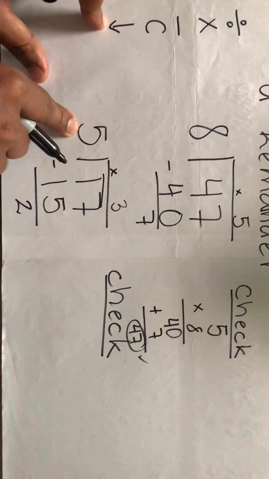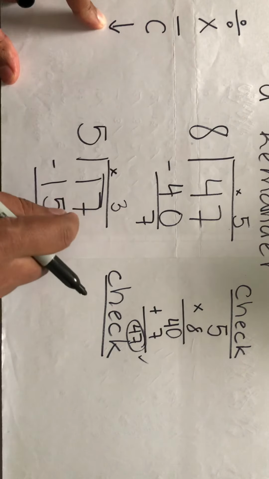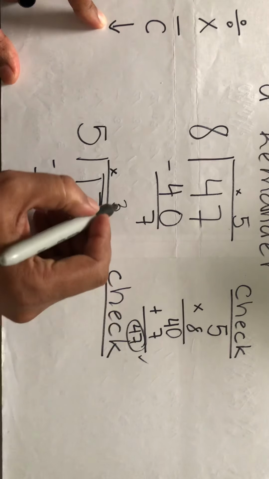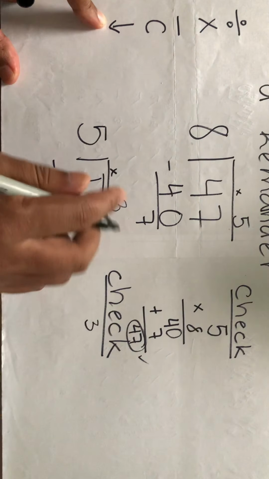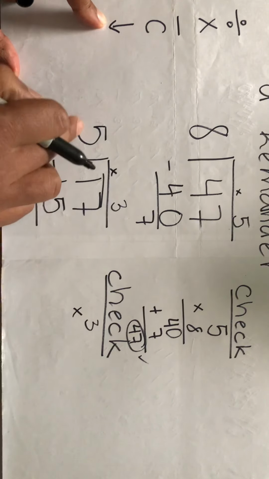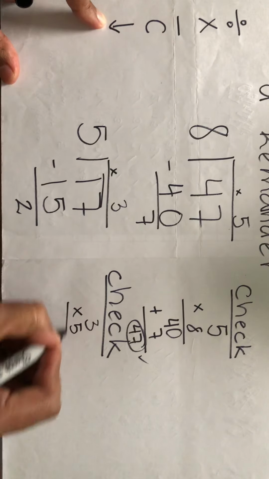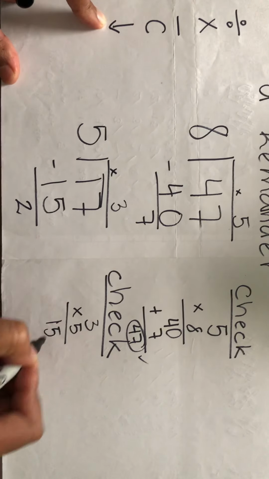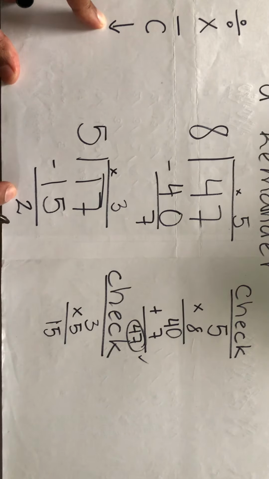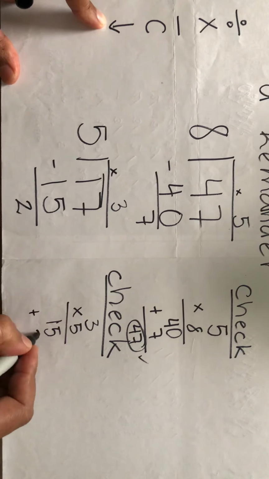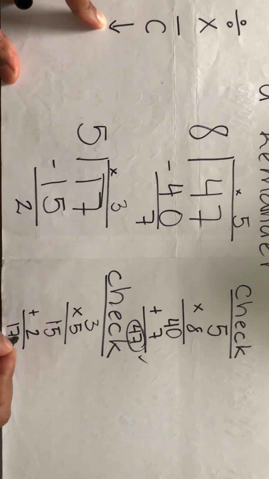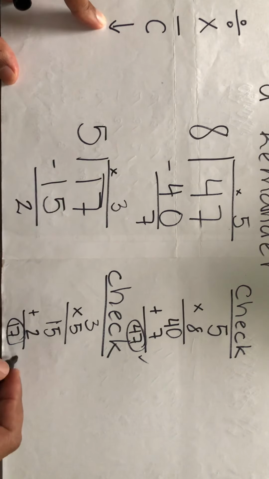So bring down is not used because we don't have another digit. So that's the remainder. So we're going to check again. We take the answer, that is 3, the quotient. We're going to multiply by the divisor, 5. And then 3 times 5 is 15. And then we have the remainder, we're going to add 2. 15 plus 2 is 17. If you compare 17 with the other 17, that is correct.